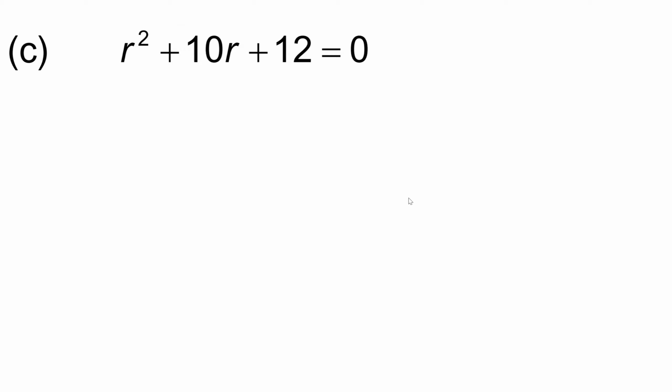So let's go to C. Is there a common factor I can pull out? No. No common factor. Is this a difference of squares? No. Perfect square trinomial? No. Can I factor, what two things add to 10 and multiply to 12?